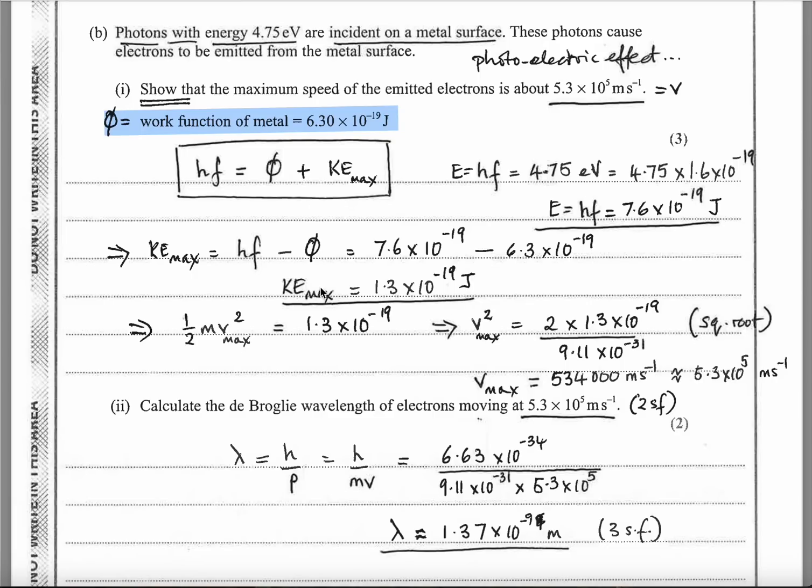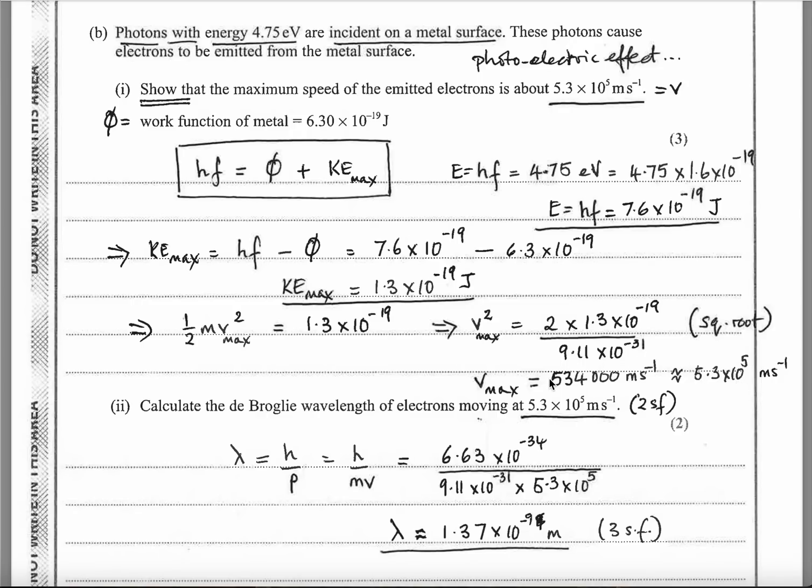And then you know that the maximum kinetic energy is half m v max squared, which you equate to the difference in the energy we just talked about. Then you've got to square root it, so you'd have to do a square root over this, and once you do that, you'll see it's 534,000, which is approximately equal to the value they've asked for, to two significant figures. So to three significant figures, it's slightly over 5.3 times 10 to the 5 meters per second.